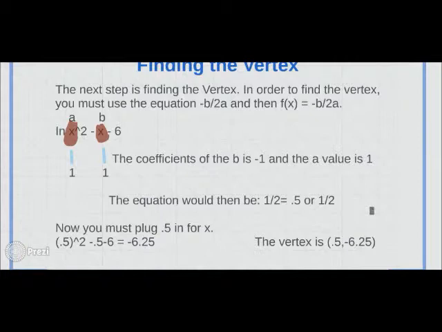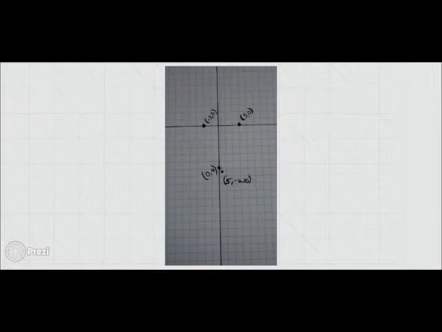So in this equation, b is equal to negative 1 and a is equal to 1. So in order to find the x-coordinate, you would divide 1 by 2. In this case, you will get 0.5 or half. Then you must plug in 0.5 for x in order to get your y-coordinate. Here the answer is negative 6.25. So the vertex is 0.5, negative 6.25. There it is on the graph.